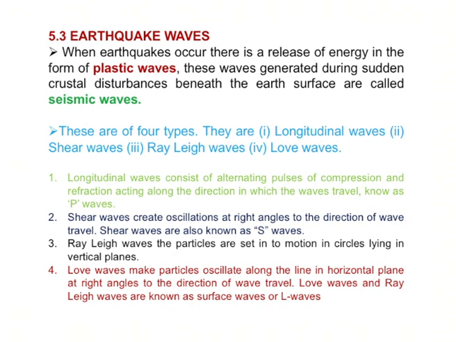The waves are suddenly generated during sudden crustal disturbances beneath the surface, that is the main phrase, crustal disturbances. The movement of these waves we call seismic waves, and there are 4 types of waves we will identify. One is longitudinal waves, the second is shear waves, the third is Rayleigh waves, and the fourth is Love waves, or L waves, as we also call them.